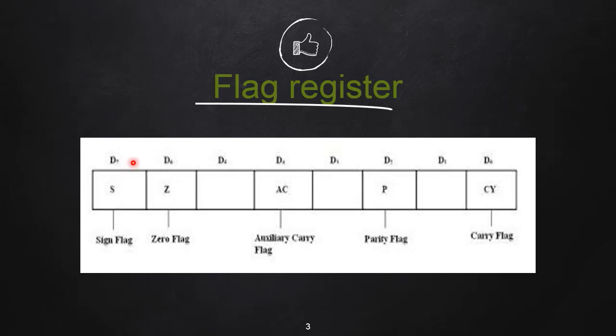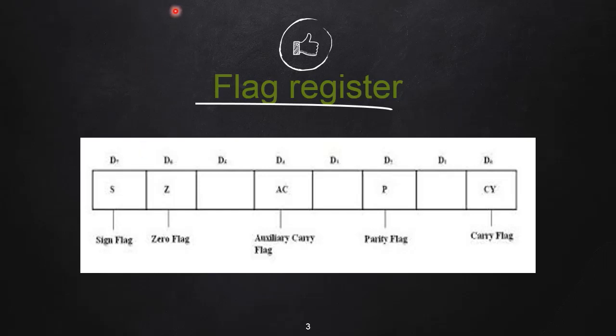Next we have the zero flag. The zero flag can be set or reset. It can be 0 or 1. The zero flag we already studied in the generic microprocessor also. If the zero flag is reset, that is, the zero flag is 0, it means the result of arithmetic and logical operations will be non-zero. When the zero flag is set, it means the flag is 1, then the result of arithmetic and logical operations is 0.